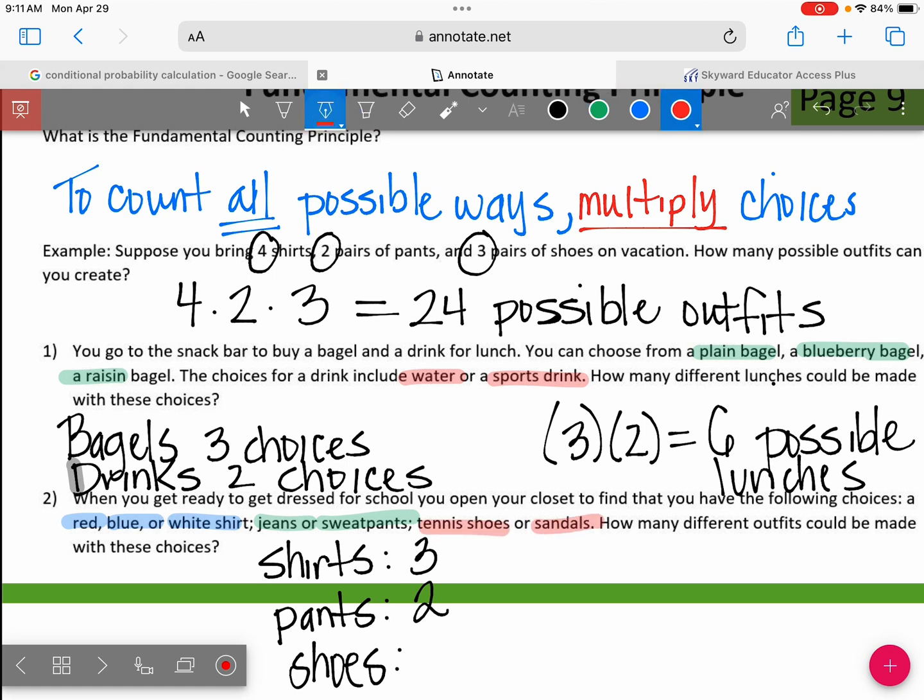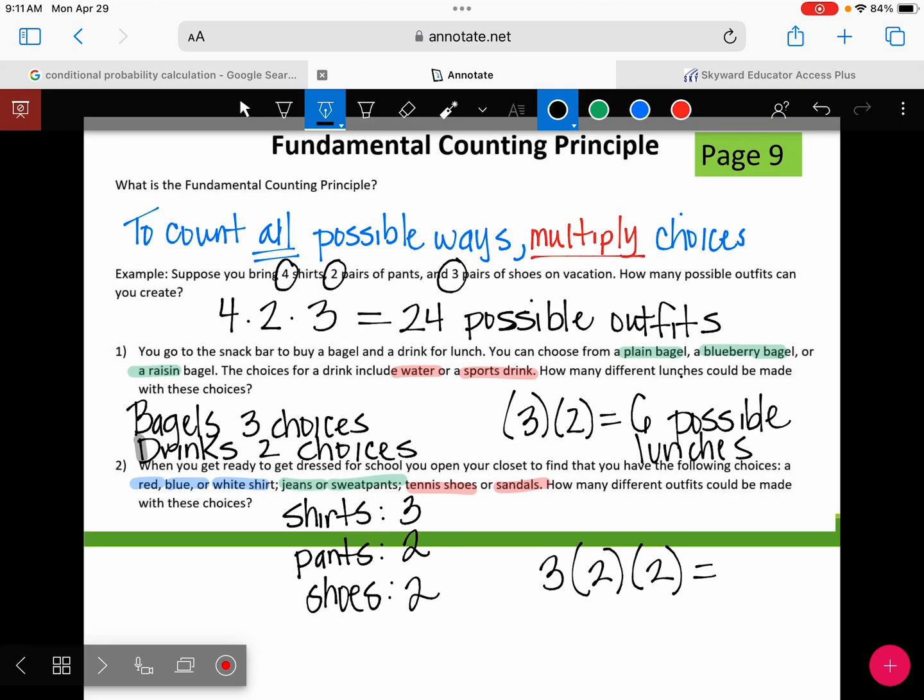So go ahead, pick up your calculator and multiply these numbers together. 3 times 2 times 2. Which should give you 12. 12 outfits. All right, go ahead and try to do number 4 on the next page.